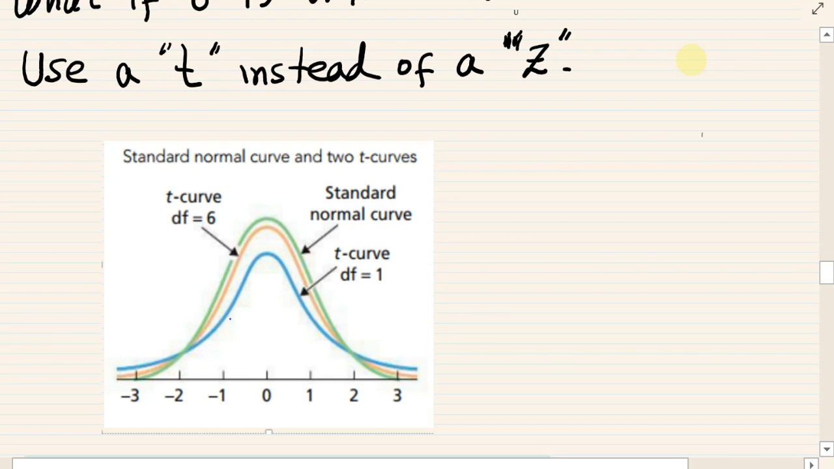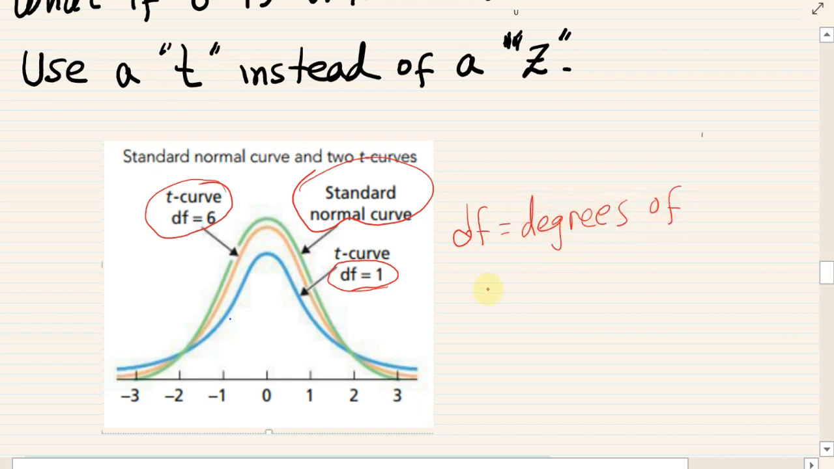In fact, in this drawing, what I'm showing you is 3 curves. One of them is our standard normal curve, the one on the outermost is the standard normal. Inside, the blue is the one with df 1, and between the green and the blue is another T curve with df 6. Now df here stands for degrees of freedom.